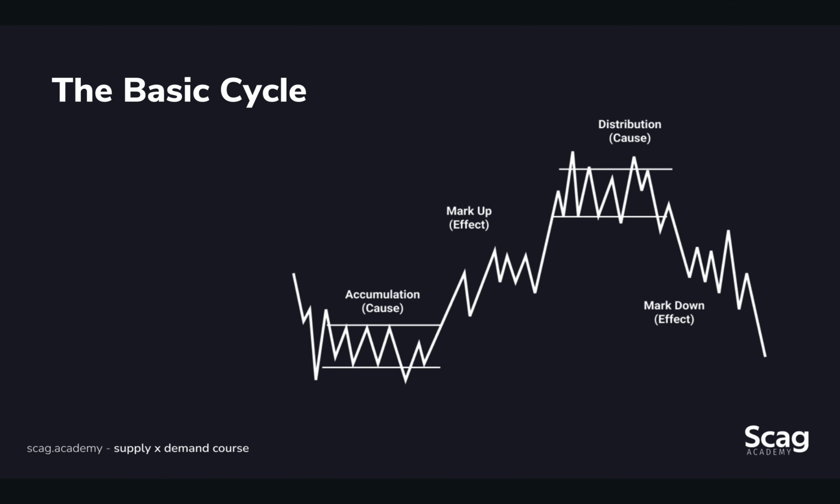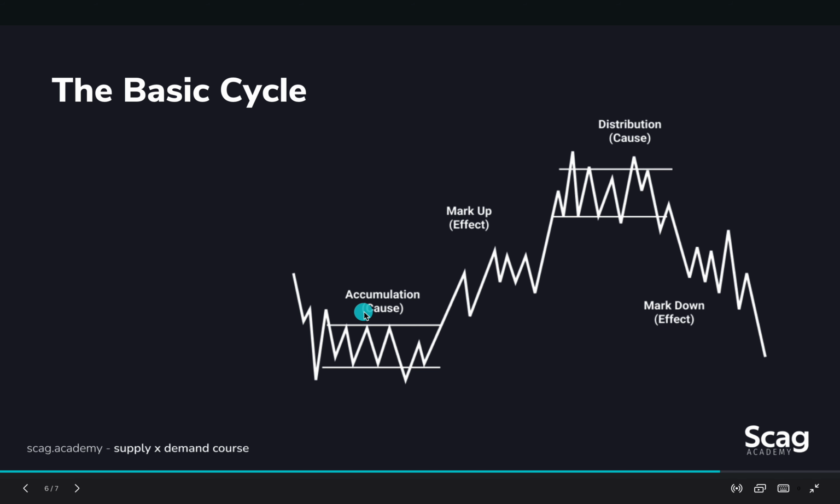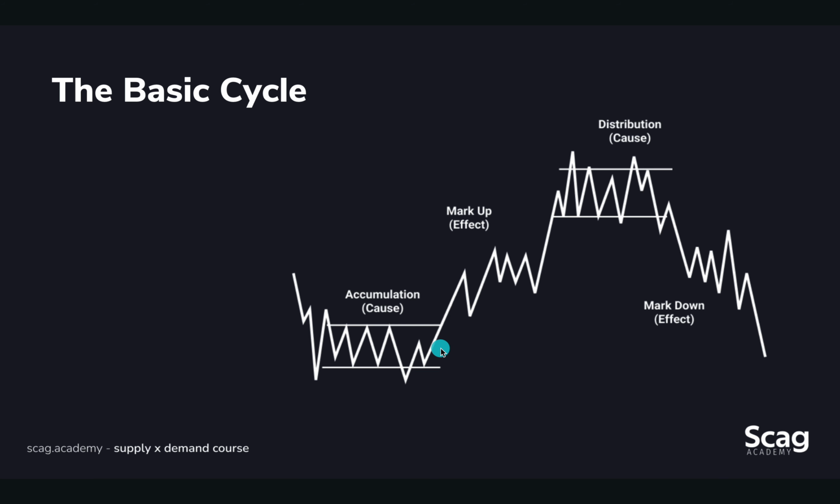Just off of this, we can see that in the cycle we have accumulation, which is a cause, and the markup, which is the effect. So if we know that we're building an accumulation cause, we know that the effect of that is very likely going to be a markup, which could eventually lead to another cause of distribution forming down to a markdown. Price, again, is always doing one of these four things.